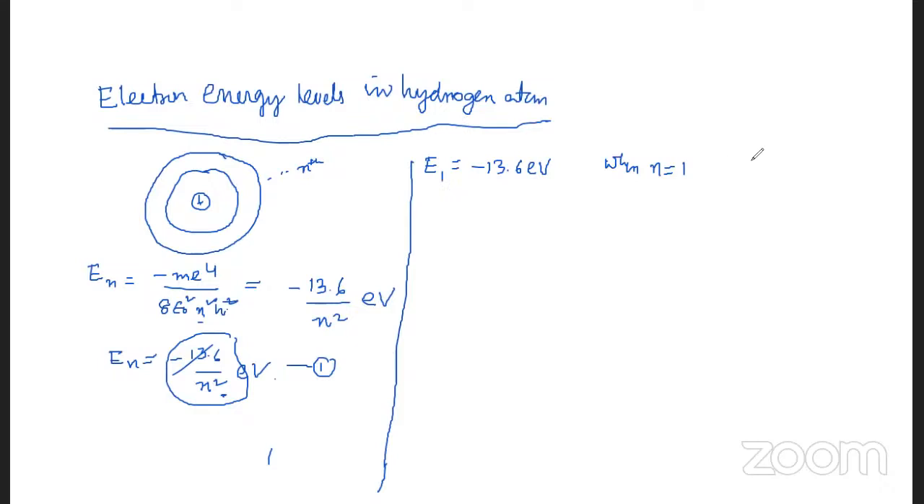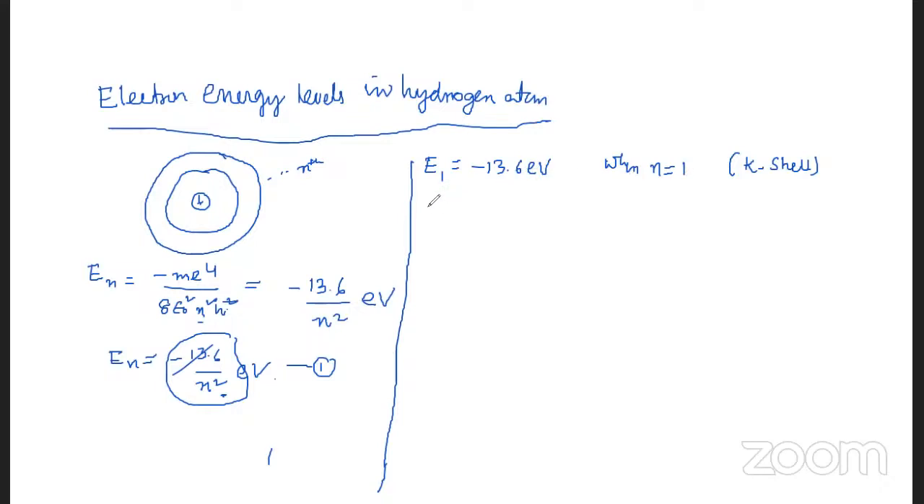So if n is equal to 1, the level we will be calling the K shell. We will be calling it the K shell. So E1 is equal to minus 13.6 electron volts when n is equal to 1.